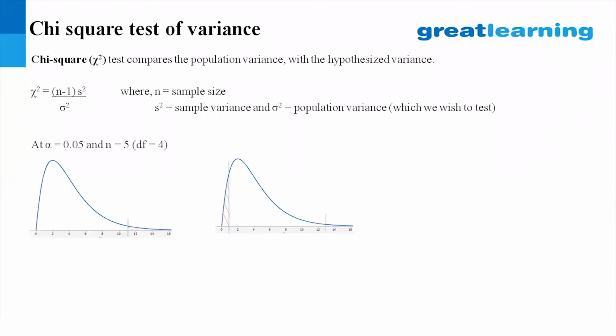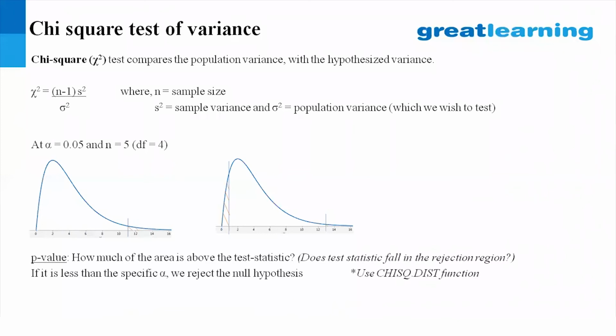So here also you can do a one-tailed or a two-tailed test. For the same alpha level, when n equals 5 or the degrees of freedom is 4, if you're doing a one-sided test, then you'll have maybe just the right-tailed or just the left-tailed, depending on the problem you're solving. And if you're doing a two-tailed test, the alpha level of 0.05 will be divided on both sides. After that, like I told, the process will remain the same.